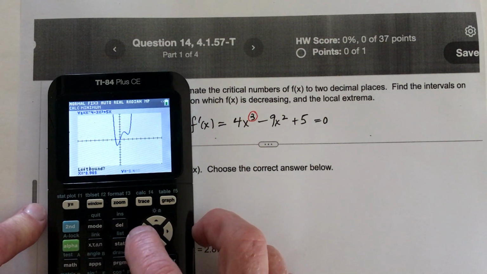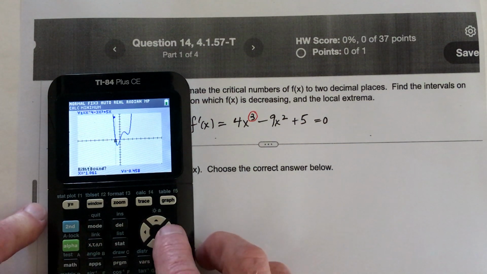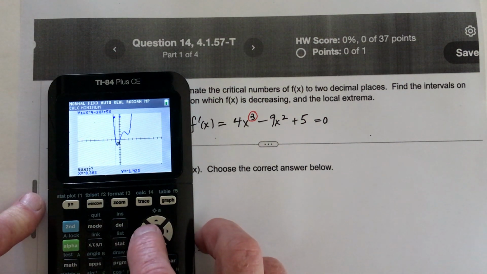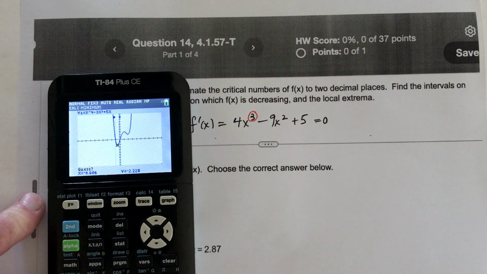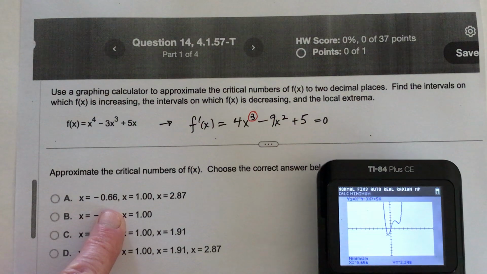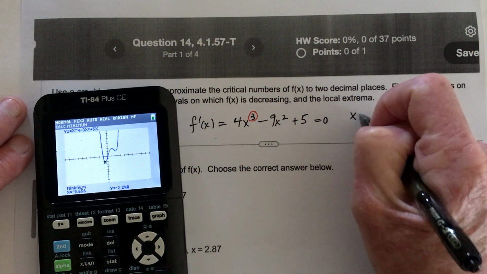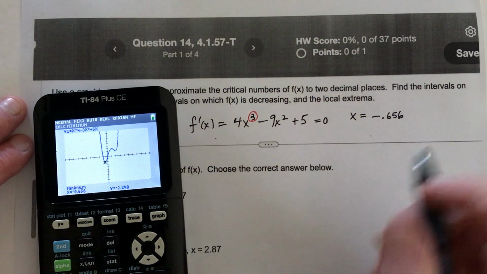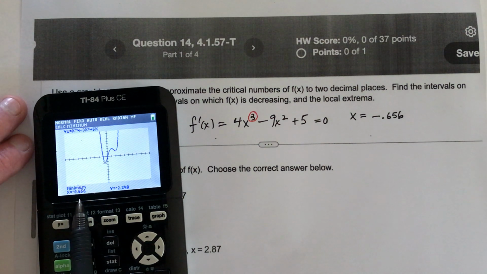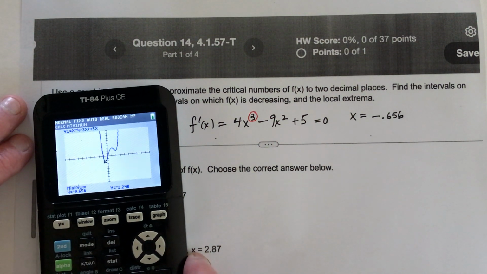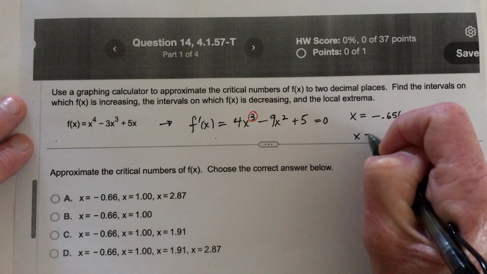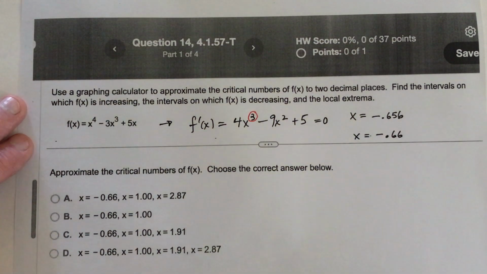And then I just have to move the cursor to the left to where you think the minimum is. Now move it to the right and hit enter. And then move it to approximately where you think the minimum is. And right now, they're only talking about the x's. So all I need is the x. So I get x equals negative 0.656. I don't have my glasses on, but I'm pretty sure that says negative 0.656. Okay, but they rounded it to 2 decimals. So this was correct, but they rounded it to 0.66.